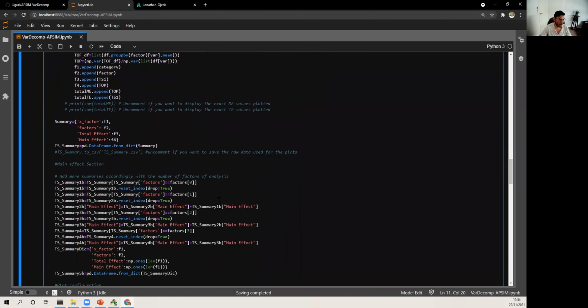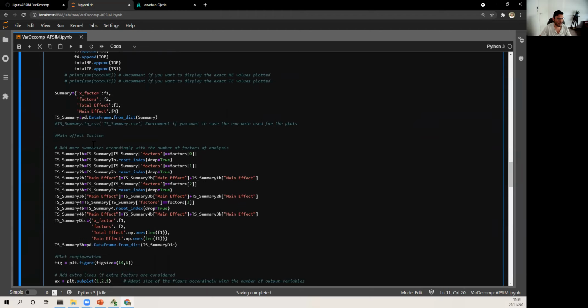Well, then you have a lot of information. I commented it a lot just to tell users how to adapt the code to generate analysis with extra factors. For example, this piece of the code is mainly related with the main effect section. So you will need to create a different summary or an additional summary if you are adding more factors. So basically, reading the comments, you will figure out how to adapt the code.